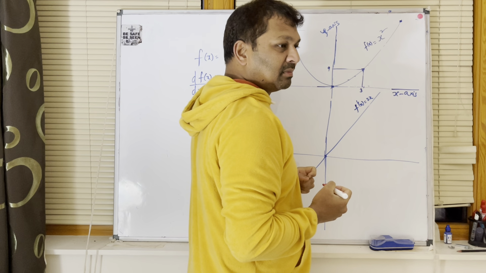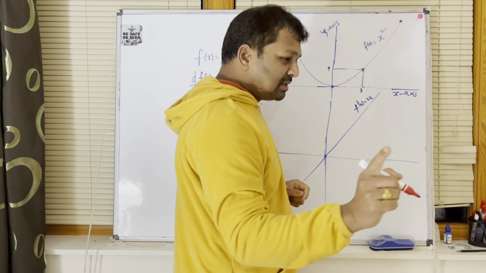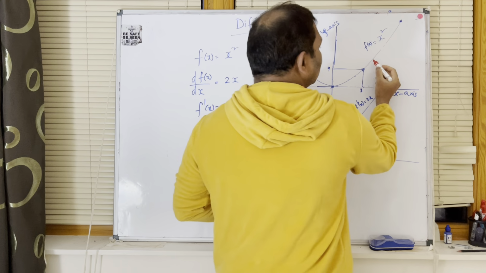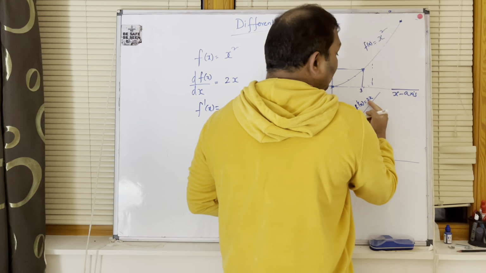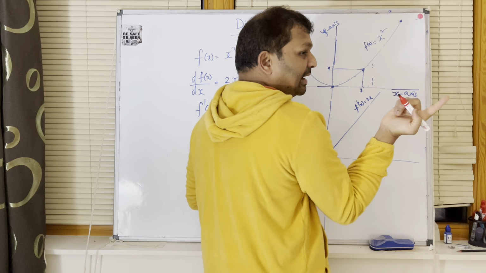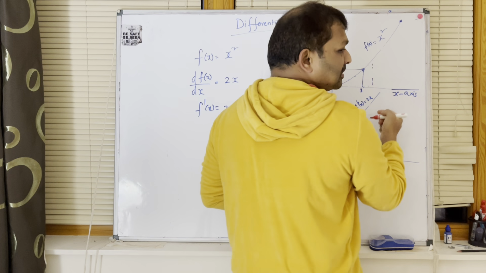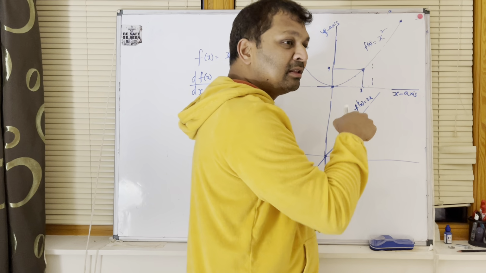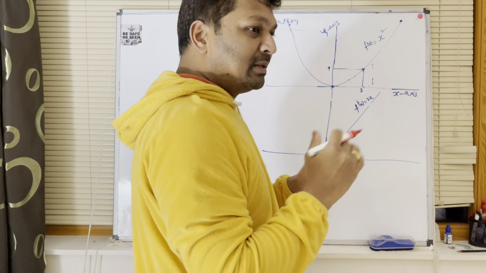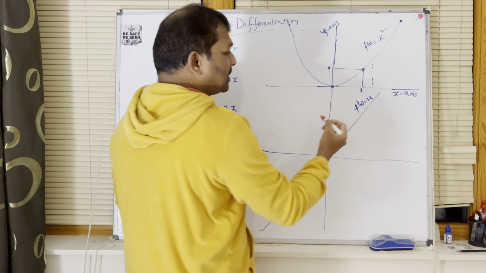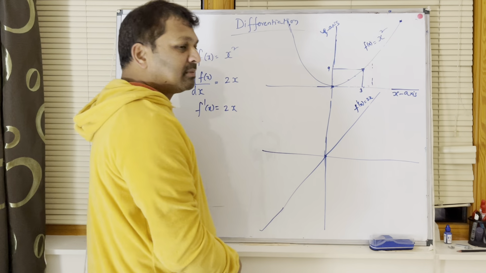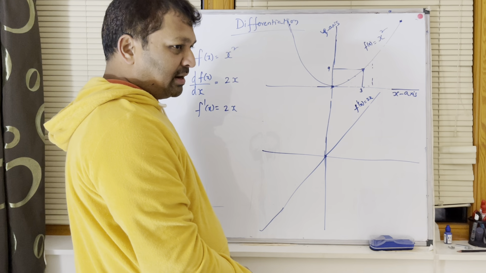But it's not the same throughout. It changes all the time. So when it is 4, the slope will be 8. When it is 5, the slope is 10. When it is 10, the slope is 20. The slope is varying. The slope also has a variable in it.